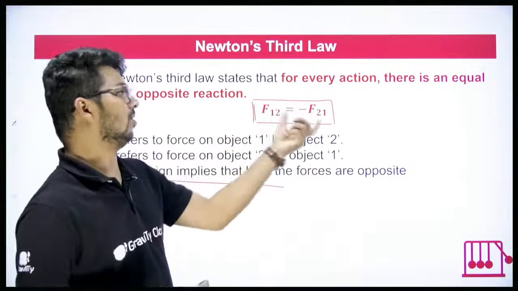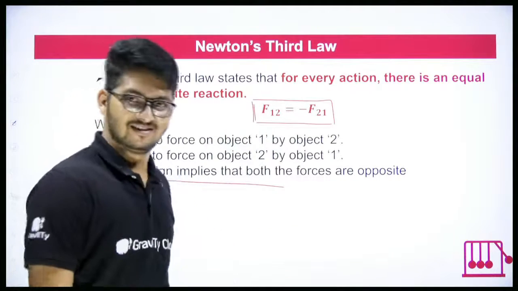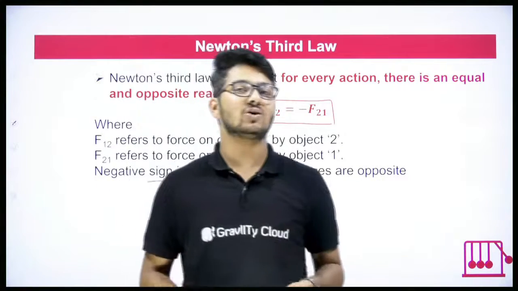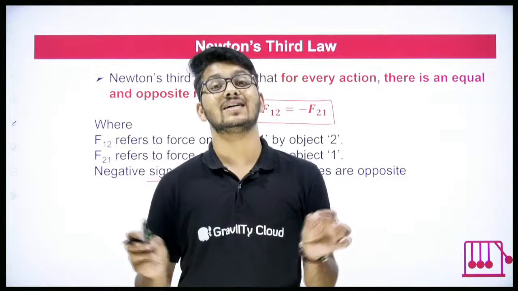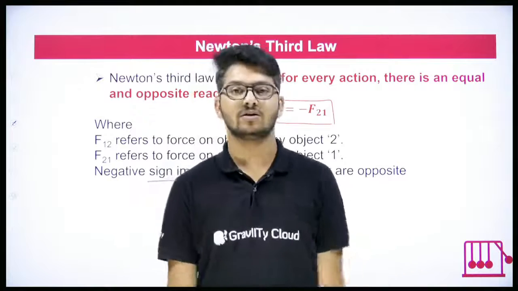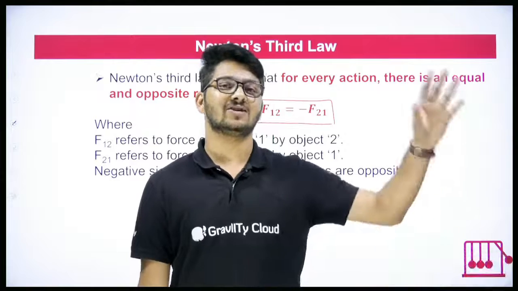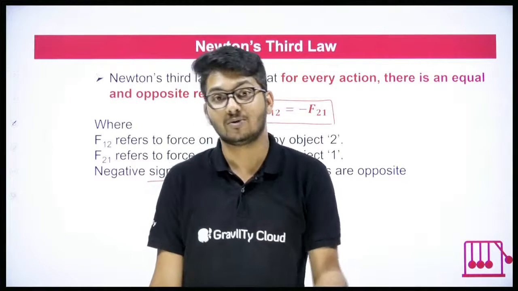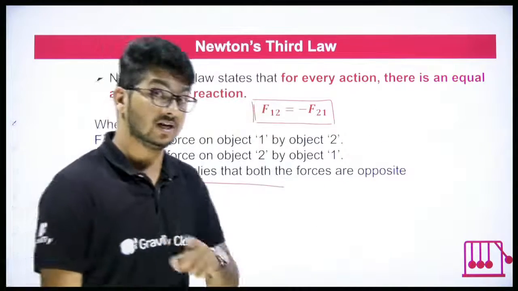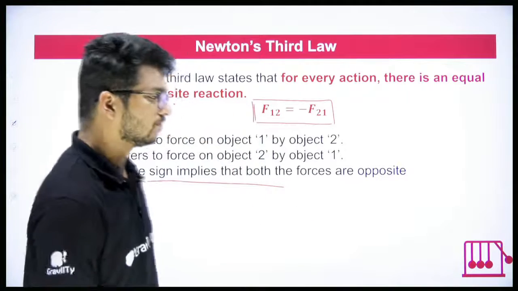So in this very small formula, very small equation, there is too much information hidden. So F12 is equal to minus F21. If you have understood that, you have understood Newton's third law. And it's a very famous statement, very famous quotation per se. For every action, there is an equal and opposite reaction. In everyday life also it is true. So for every action, there is an equal and opposite reaction. Understand this, action and reaction are forces. Are forces. Remember this point.